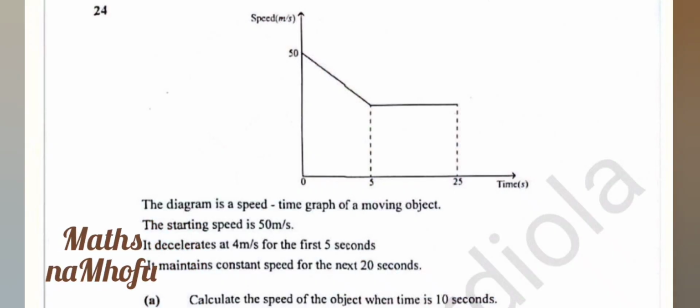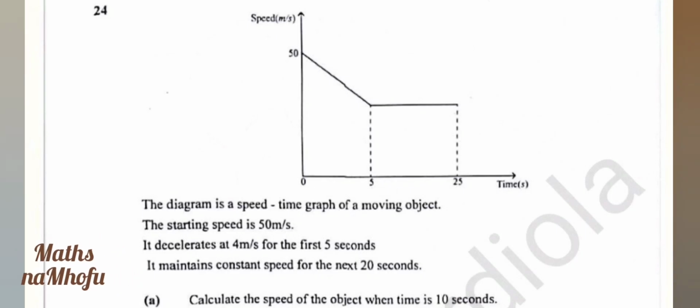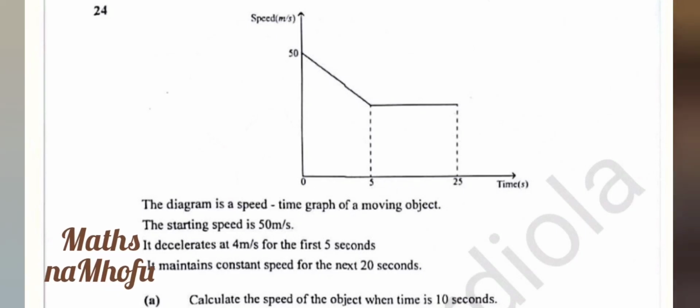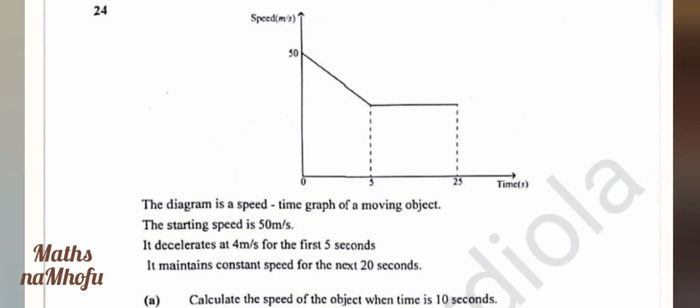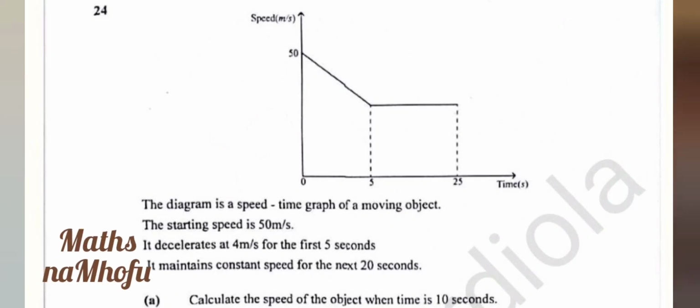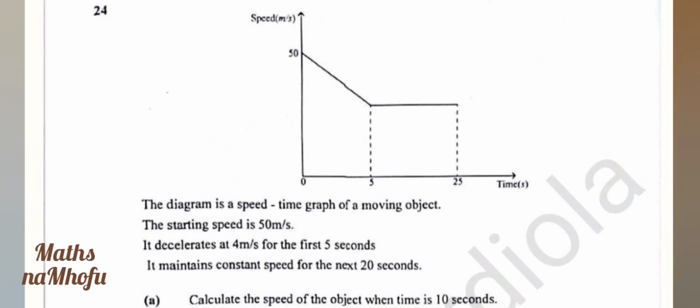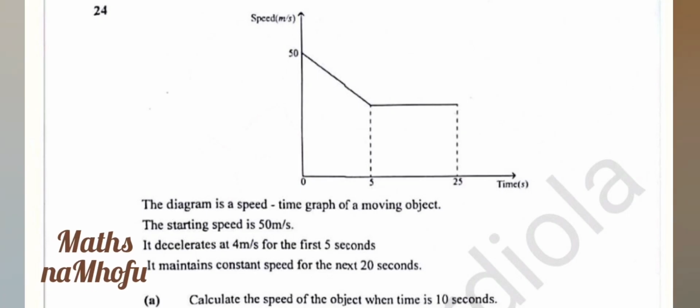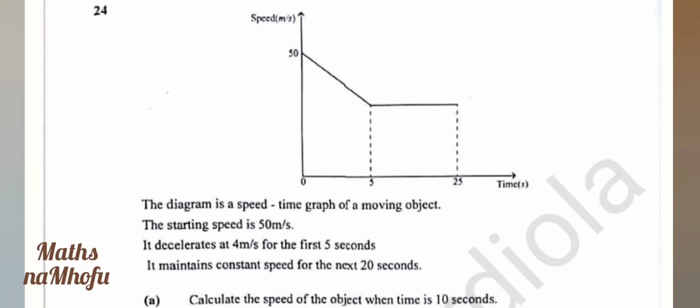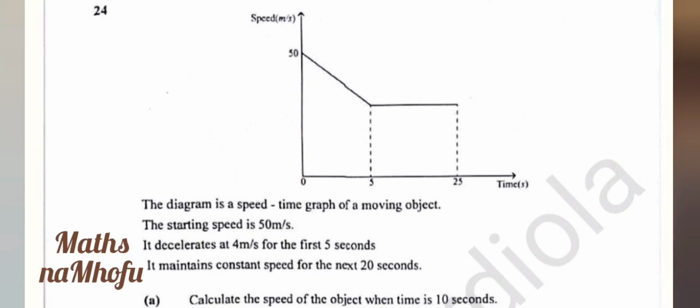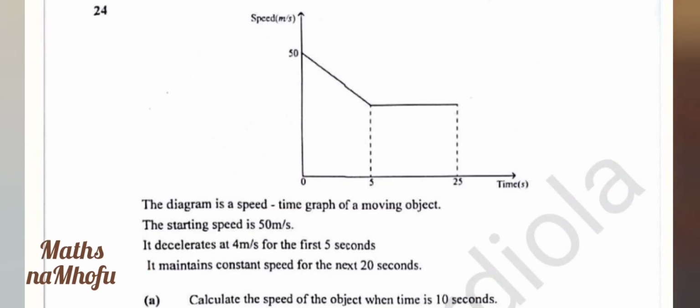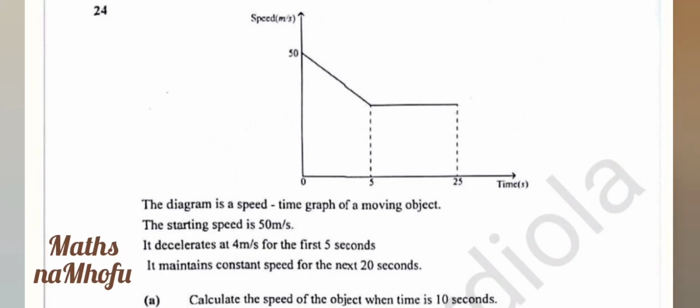So this is the speed, and the diagram is a speed time graph of a moving object. The starting speed is 50 meters per second. So it's starting at 50. This is speed in meters per second. It decelerates at 4 meters per second squared for the first 5 seconds. It maintains constant speed for the next 20 seconds. Calculate, the first question, calculate the speed of the object when time is 10 seconds.